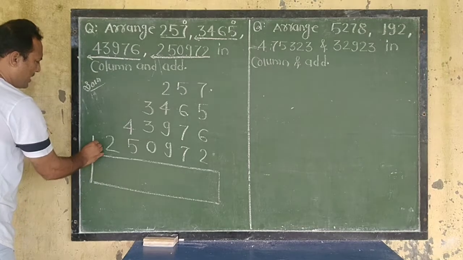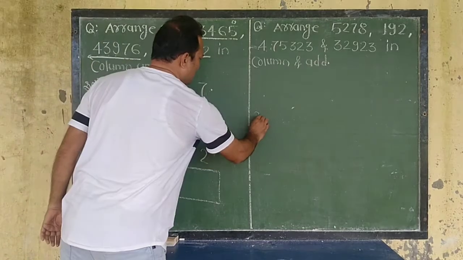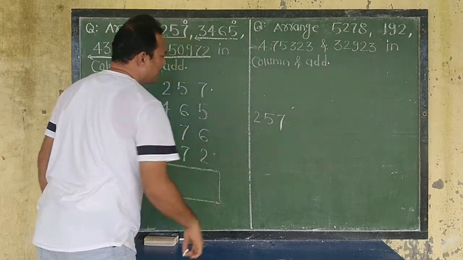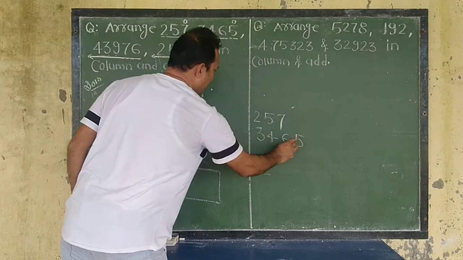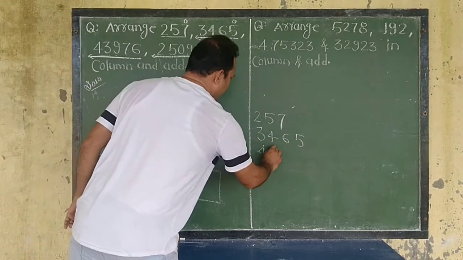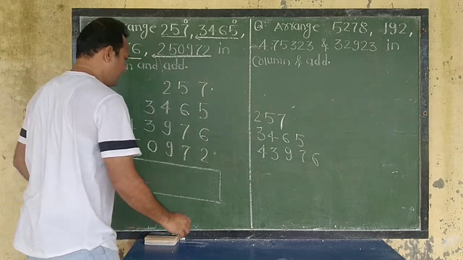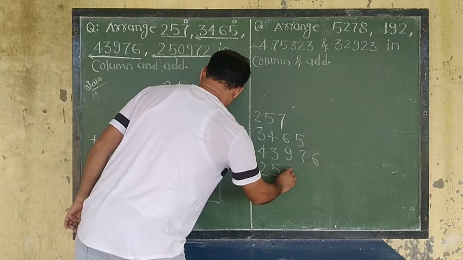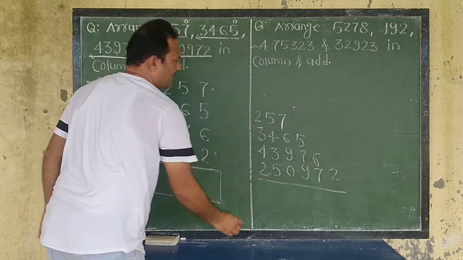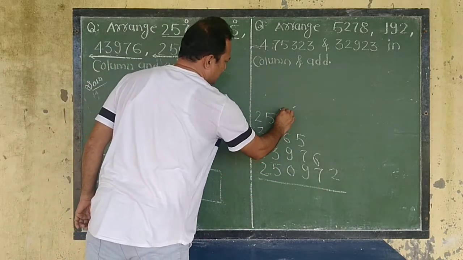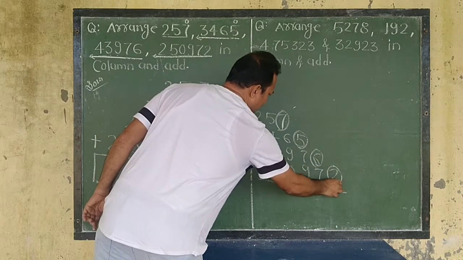After that we have to add the numbers. If you arrange in this way, for example 257 is given, after that 3465, then 43,976, then 2,50,972. Okay, then look here, this is ones digit, this is ones, this is ones, and this is also ones.